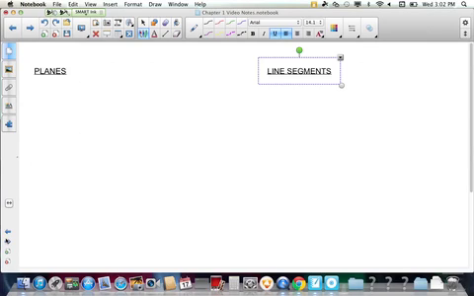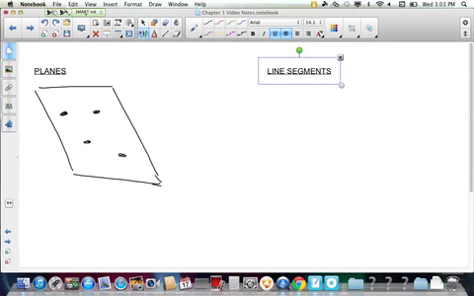Planes and line segments. Okay, so a plane is a flat surface. Usually we draw what you'll learn in the future is called a parallelogram to represent that plane. So a plane is a surface. We have lines, a single line. A plane is a two-dimensional surface. It has length and it has width. It just has no depth. It's only two-dimensional. So it has length, it has width, and any plane will have points on it.